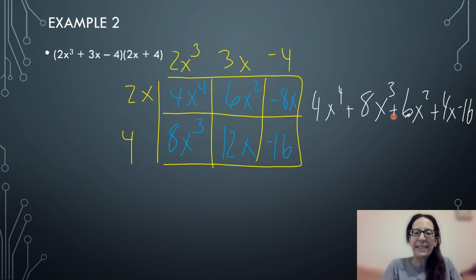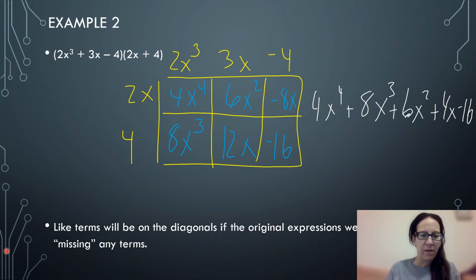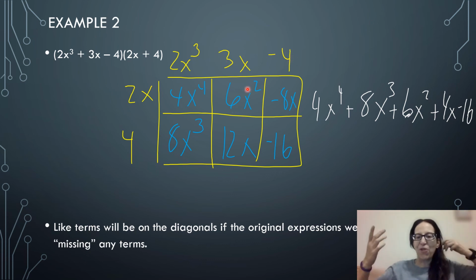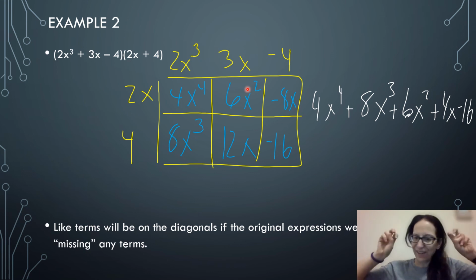Okay, and yeah, I do have a question right here. Like terms will be on the diagonals if the original expressions were not missing any terms. But if you look at this top one right here, notice that it starts with x to the third, and after x to the third would be x squared, but there's no x squared there, and so that's what I'm referring to as a missing term.